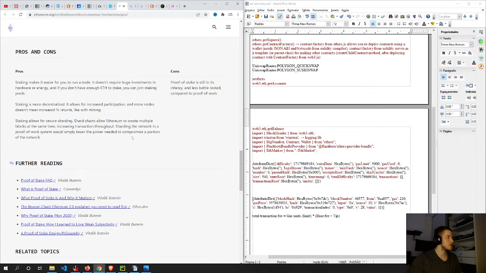Staking makes it easier for you to run a node. It doesn't require huge investments in hardware or energy, and if you don't have enough ETH to stake, you can join staking pools. It allows for increased participation in more nodes, doesn't mean increased percentage returns.